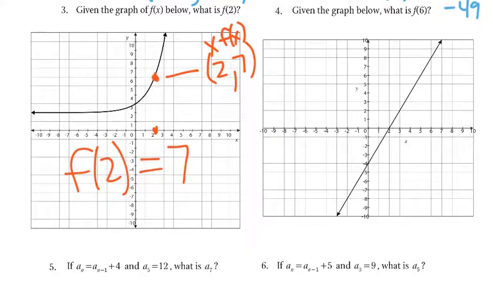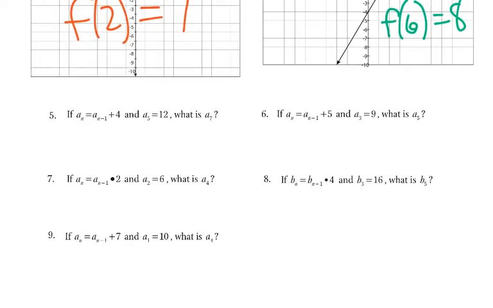Okay, number 4, same idea. F of 6. So I go out to 6, go up to my graph. My y value is 8. So f of 6 equals 8. And that's all you had to do on those ones. It's alright if they're simple. Okay, now all these ones right here, 5, 6, 7, 8, 9, okay, they're all using that recursive equation notation.